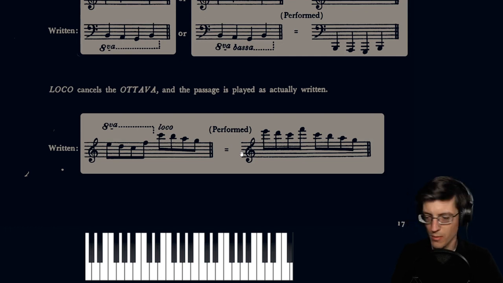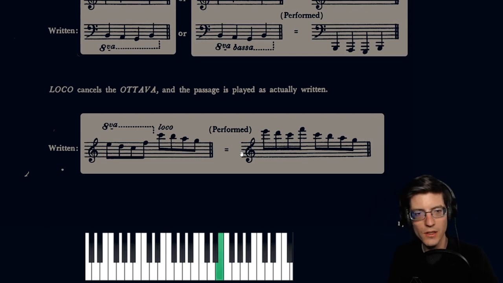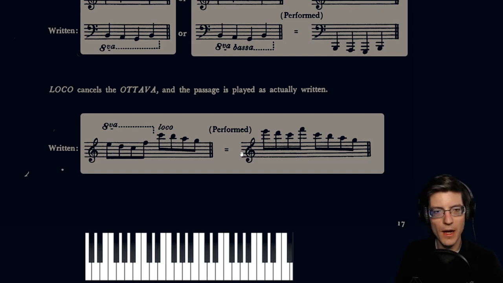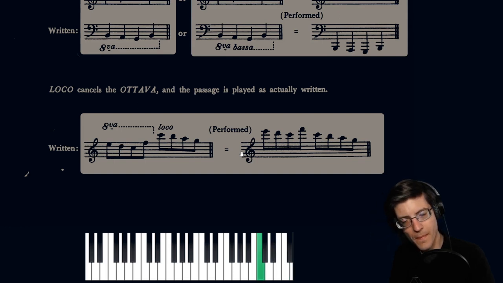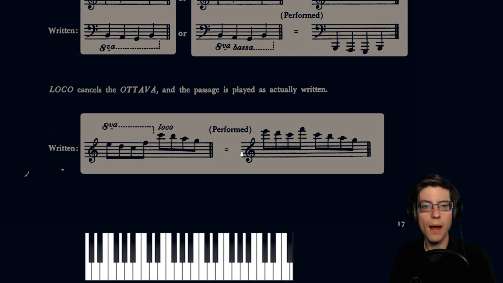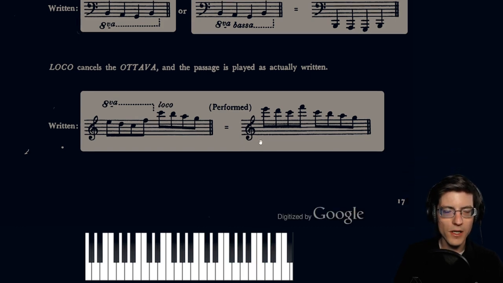So if I have my treble clef here, I need to modulate. So I play this section, the first portion at octava alta. And then I drop, and I play what is actually written. That's still too loud. There we go. See? So I take my octava alta section, and then immediately loco means I then play at location, loco. Okay. So that is octava alta and loco.